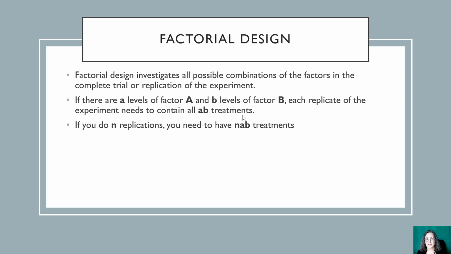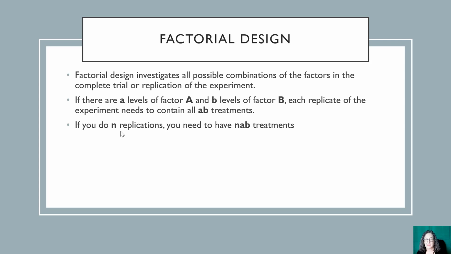More of what we are likely to do is something along the lines of factorial design. So factorial design looks at all the possible combinations of the factors and looks at number of replicates I need to do and so forth. So if I have A levels of factor A, so cookie size, and B levels of factor B, oven temperature, every replicate of the experiment needs to contain all of those treatments, okay? So if I have 3 cookie sizes and 4 oven temperatures, then 3 times 4, I have 12 different treatments that I need to do. And then I need replications.